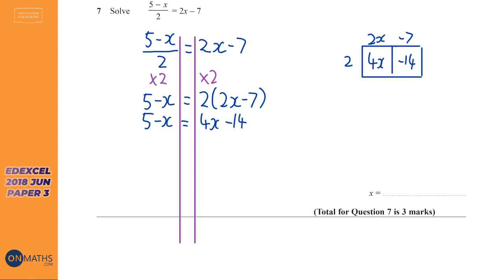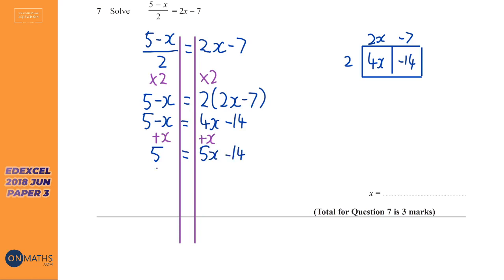Okay, x on both sides again. Seems to be a theme for today's video. So which is the smaller amount of x? Well, the left-hand side's a minus x. That's the smallest amount of x. So we're going to add x both sides. And we're going to end up with 5 equals 5x minus 14.